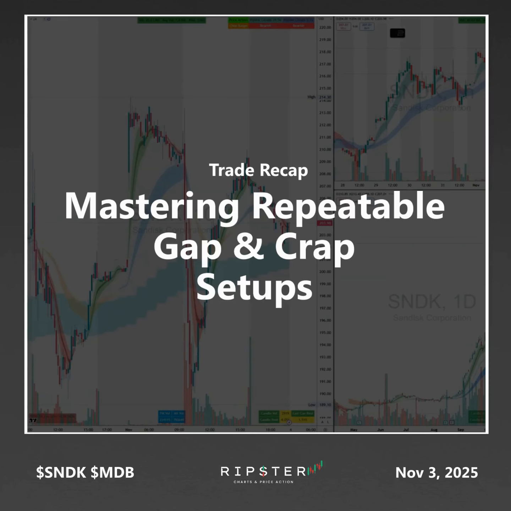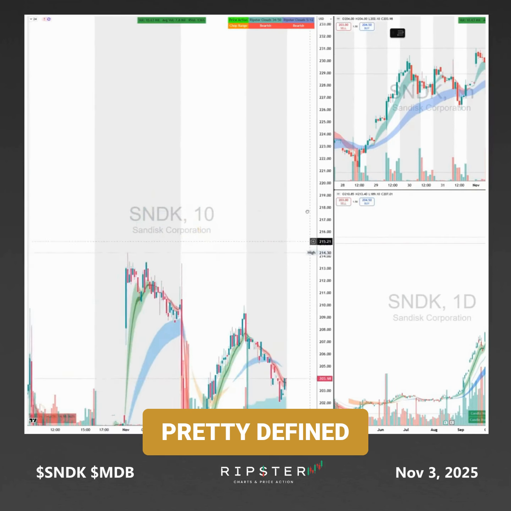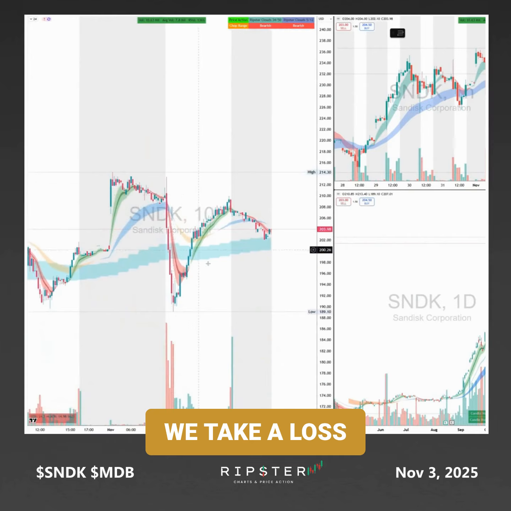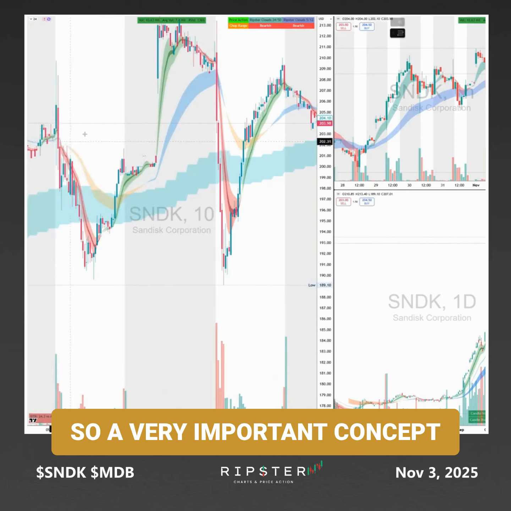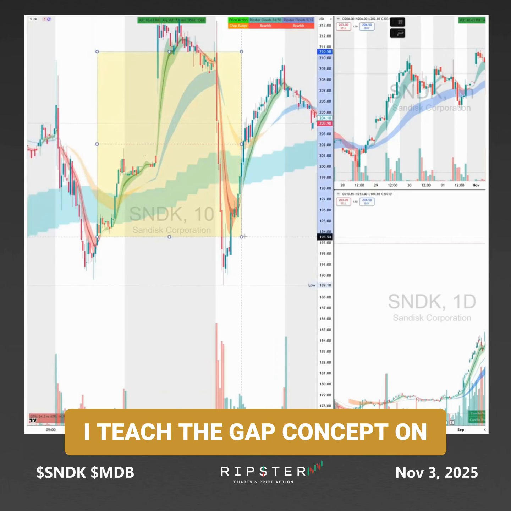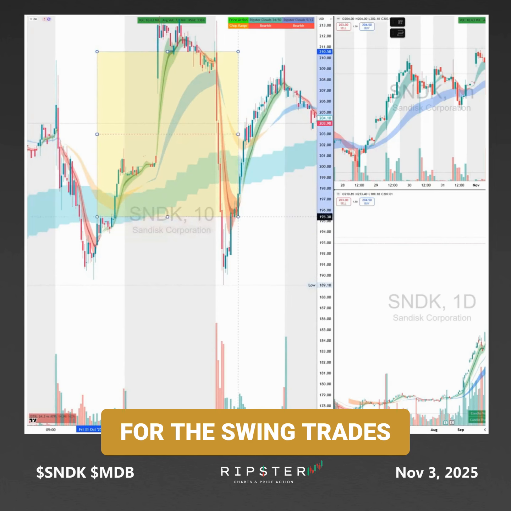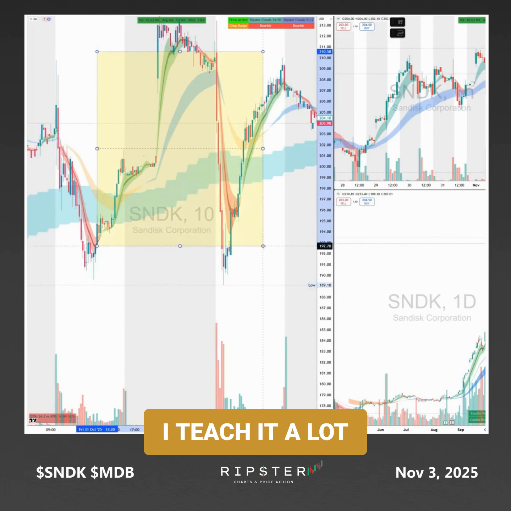Gap and crap is one of my favorite setups because the risk is pretty defined. If we push over 3450, we take a loss, but if the stock stays under 3450, it fills that complete gap. So a very important concept, we use the gap concept. I teach the gap concept for the swing trades, for the day trades, for the investing. I teach it a lot.